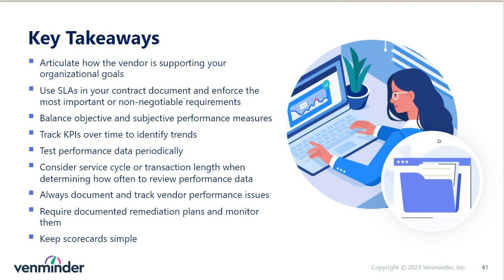Track your KPIs over time to identify trends. Test your data. Consider that service cycle or transaction length when you're trying to figure out how frequently you should monitor the performance data. Always, always, always track and document and report vendor performance issues.